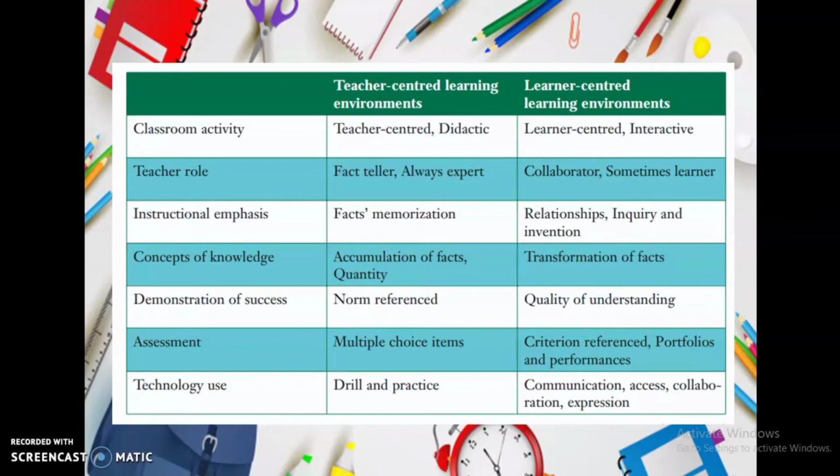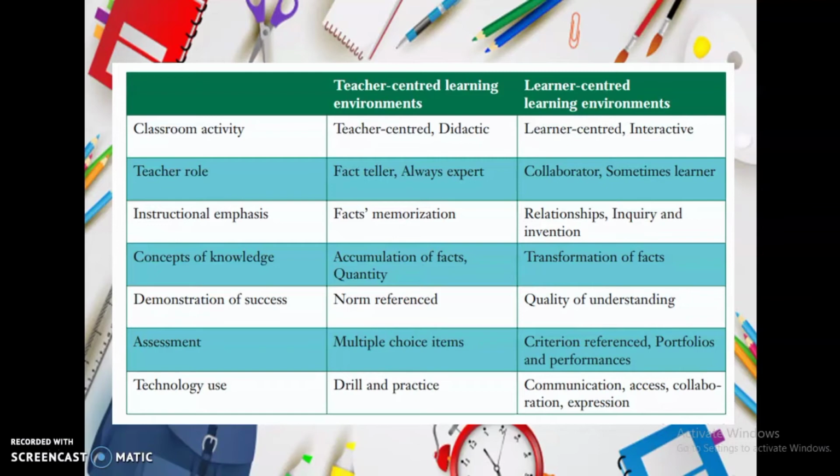Next is instructional emphasis. On the teacher-centered side, we have fact memorization, which is on the lower level of what we call cognitive aspects. Next is relationships, inquiry, and inventions, which promote creation, emphasizing relationships and inquiry theories, which improves the skills, especially the higher-order thinking skills, of the students.